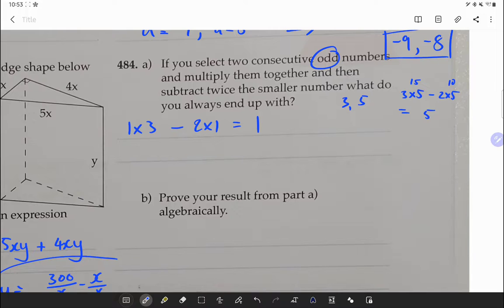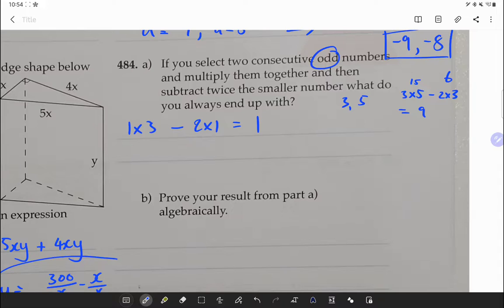Okay. I don't know what I'm supposed to get. Let's try some more. Oh, wait, no, of course. Wait, why did I do that? It's by the smaller number, isn't it? So it's not 10. It's 15 minus 6. So that's a 9. Okay.